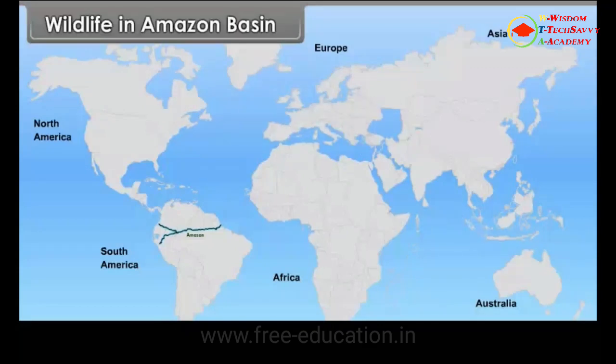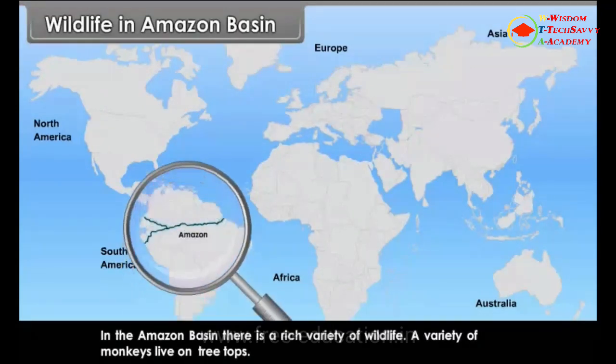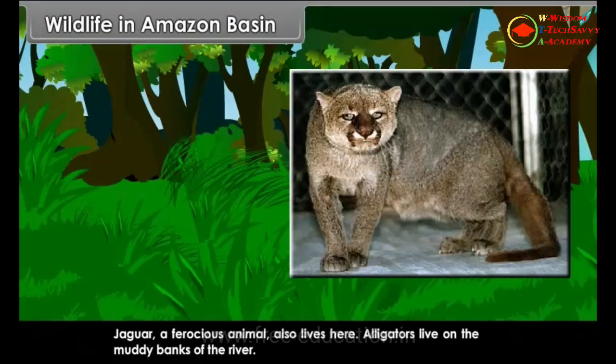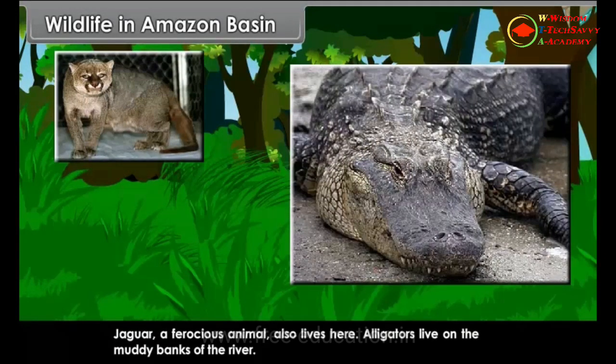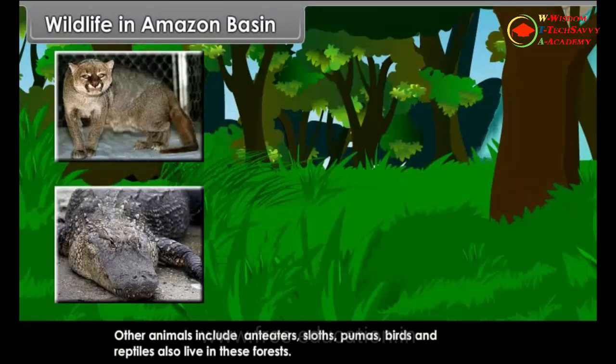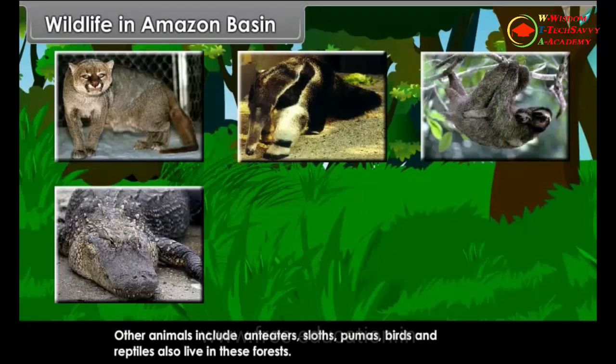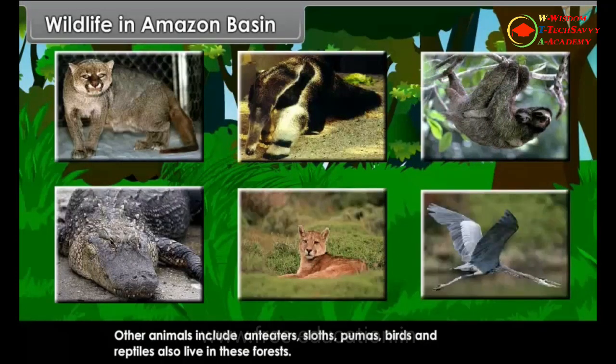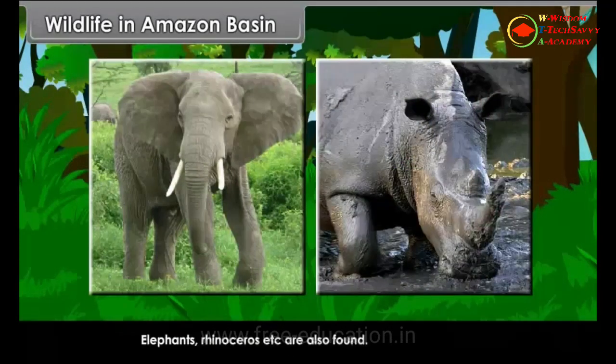Wildlife in Amazon basin. In the Amazon basin, there is a rich variety of wildlife. A variety of monkeys live on tree tops. Jaguar, a ferocious animal, also lives here. Alligators live on the muddy banks of the river. Other animals include anteaters, sloths, pumas, birds, and reptiles that also live in these forests. Elephants, rhinoceros, etc. are also found.